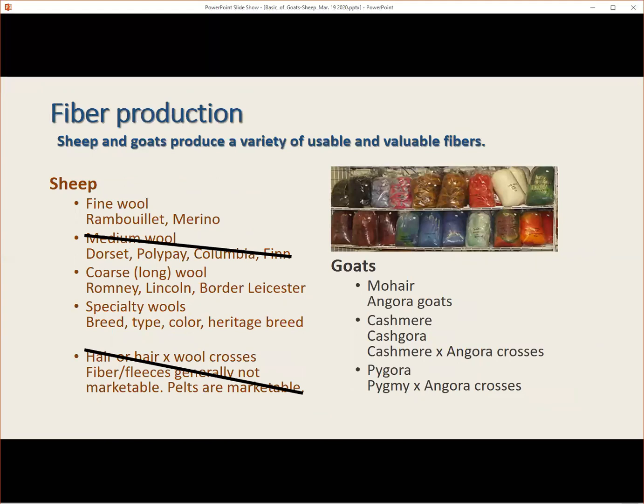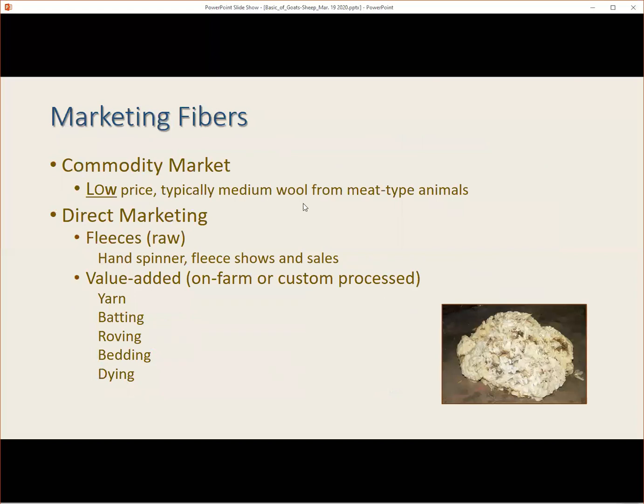Fiber production right here in Illinois. If you're going to do fiber production, we're looking at going for a special market. And so that's either going to be fine wool or some of our long coarse wools. We're looking for the weavers and spinners, or we're going to go for some type of specialty. And then for goats, don't forget goats, we've got Angora and Cashmere. And so once again, they can be quite valuable as well.